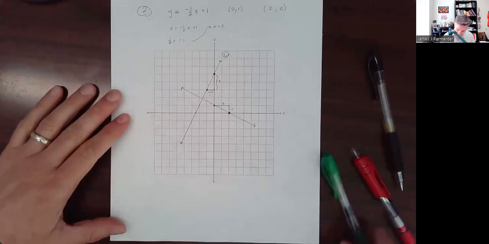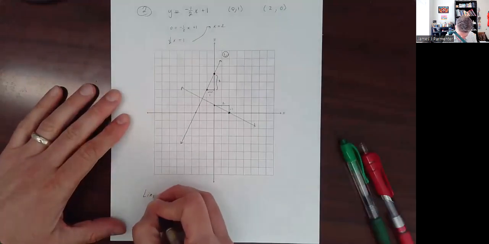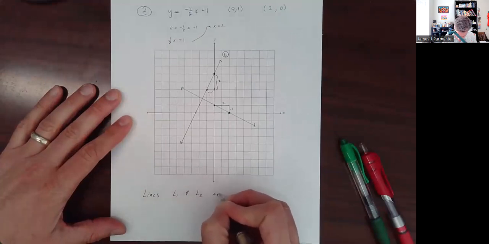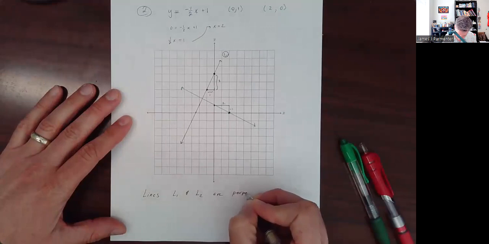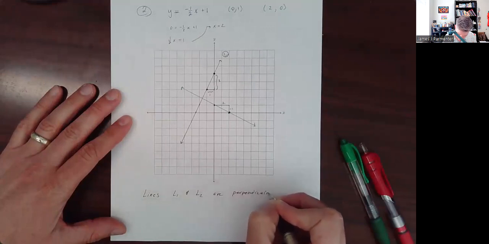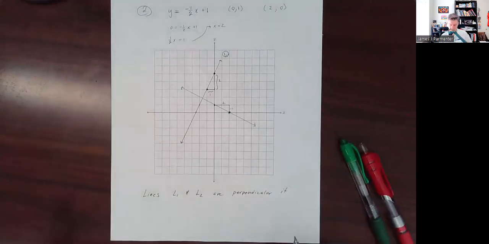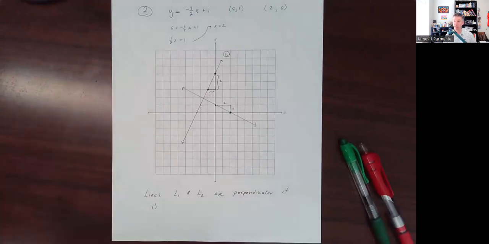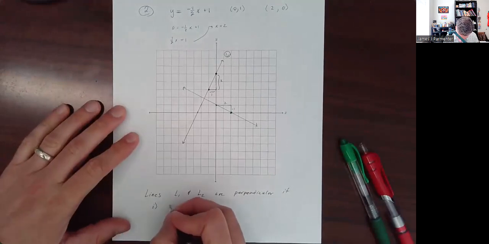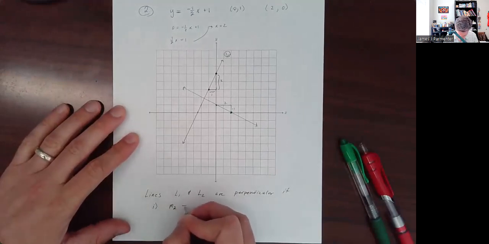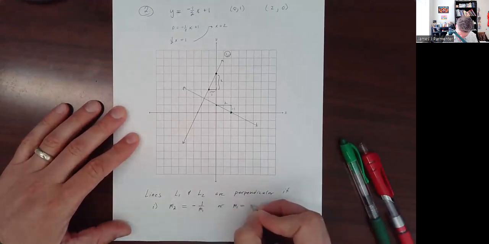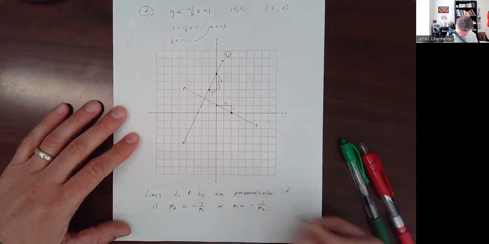So we say that lines, let's call them lines L1 and L2, are perpendicular if, there's two different ways of saying this. One way of saying this is if their slopes are opposite inverses, meaning if the slope of line 2 is the negative reciprocal of the slope of line 1, or the slope of line 1 is the negative reciprocal of the slope of line 2.